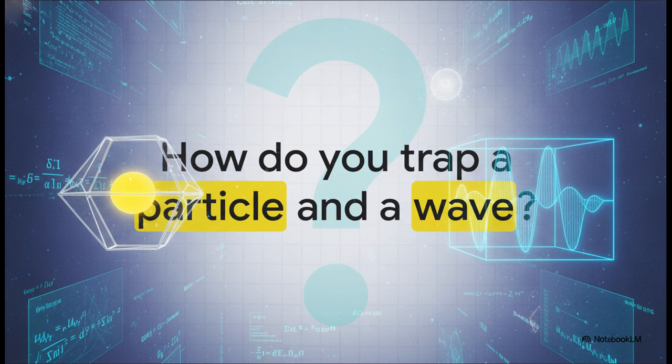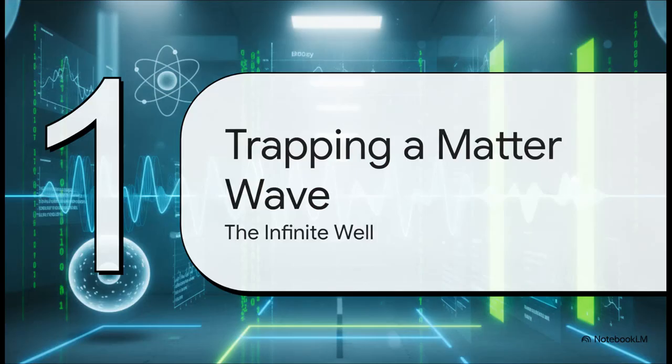Think about it. If an electron behaves like a wave, it has a wavelength, a frequency, and it inherently spreads out over space. So how do you put a wave in a box? And more importantly, what happens to that wave when you actually manage to lock it up? Well, the answers completely rewrite the rules of classical physics, and they actually form the foundation of everything from modern electronics to the structure of the universe itself. Okay, let's dive into this.